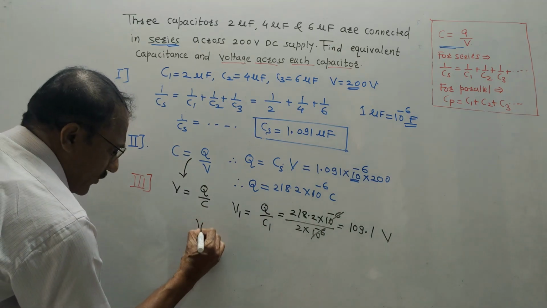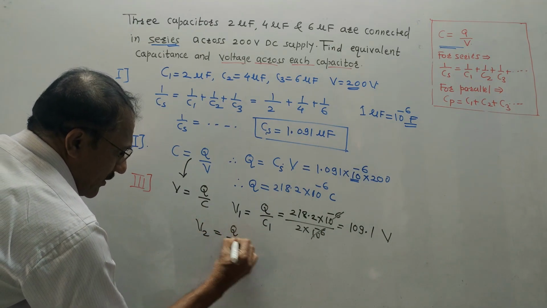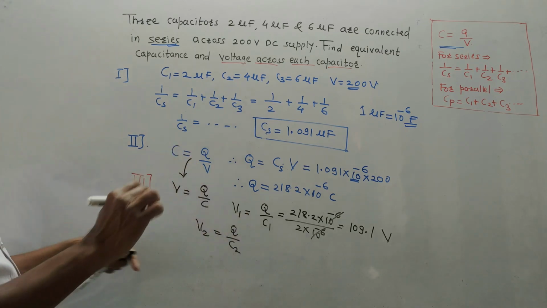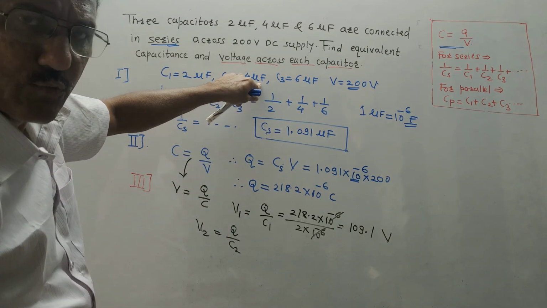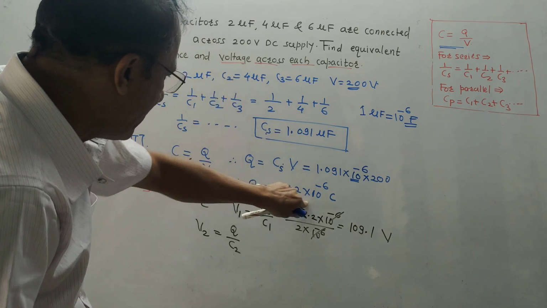Same way we can calculate V2 using the formula Q upon C2. Again put the value of Q and C2. C2 is 4 microfarad, that is 4 into 10 raised to minus 6. Q remains the same.